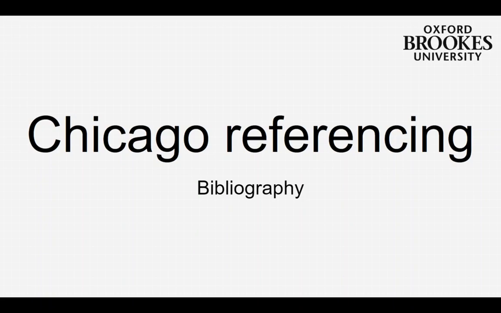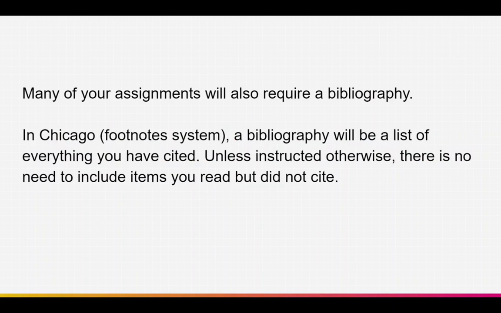This video will discuss the bibliography in the Chicago referencing style. Most of our discussions throughout this video series have dealt with footnotes, but many of your assignments will also require a bibliography. Some people use the terms bibliography and reference list interchangeably. Some use bibliography to indicate everything you've read, and reference lists to indicate everything you've cited. In Chicago, the footnote system at least, a bibliography will be a list of everything you've cited. Unless instructed otherwise, there's no need to include items you've read but did not cite.